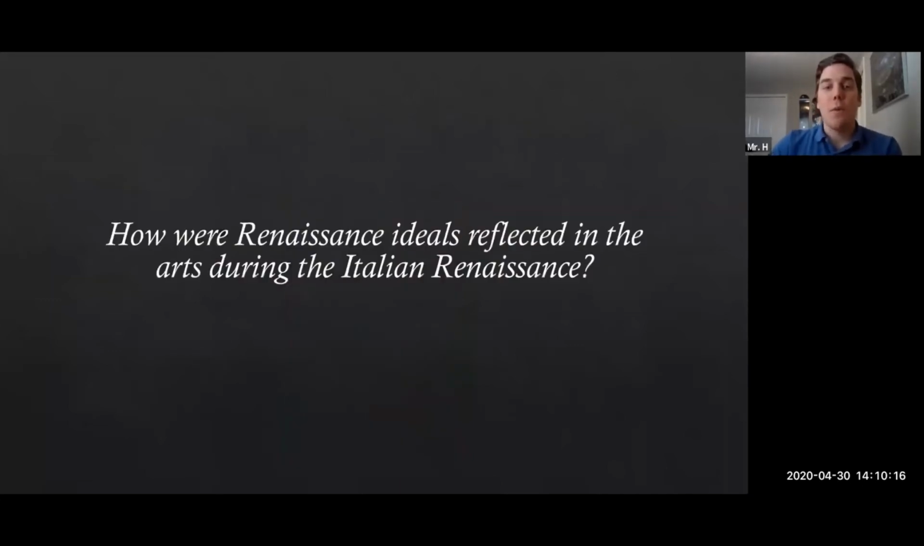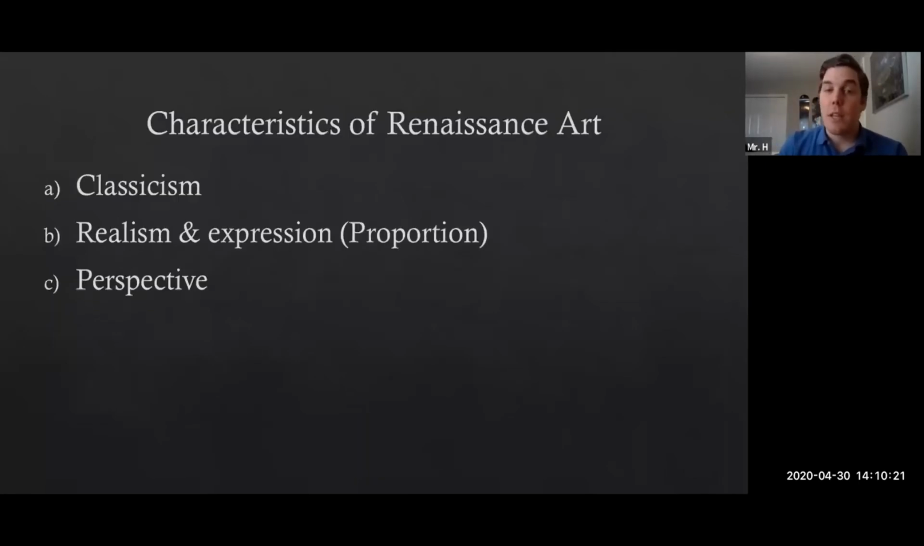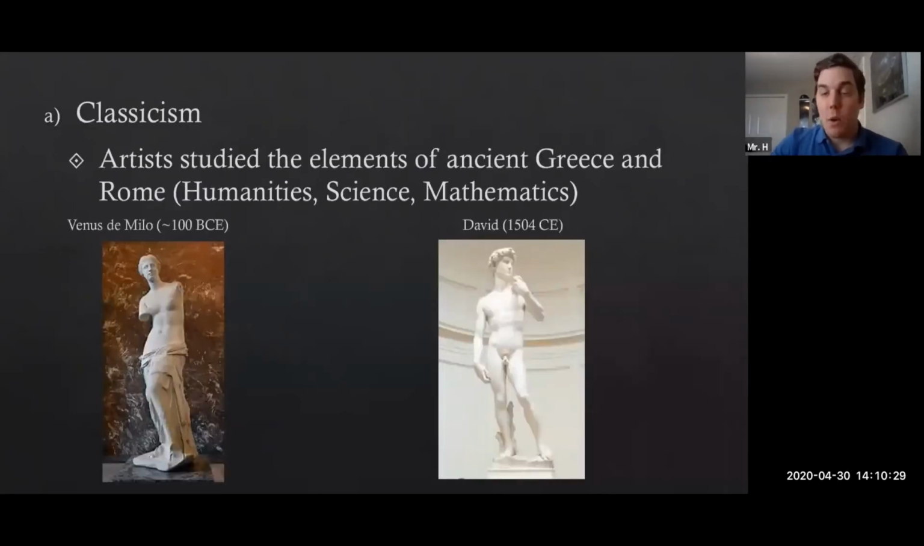So the question is, how were Renaissance ideals reflected in the arts during the Italian Renaissance? There's three things we're going to be looking at: classicism, realism and expression, which is known as proportion, or perspective. Classicism, as we know, the Renaissance is another word for rebirth. And this rebirth means that artists started to study elements of ancient Greece and Rome, things like humanities, science, and math. An example of this is the statue of the Venus de Milo, which was from about 100 BCE, an ancient Greek statue, where 1500 years later, we have the statue of David, which we can see looks very similar to the one prior.